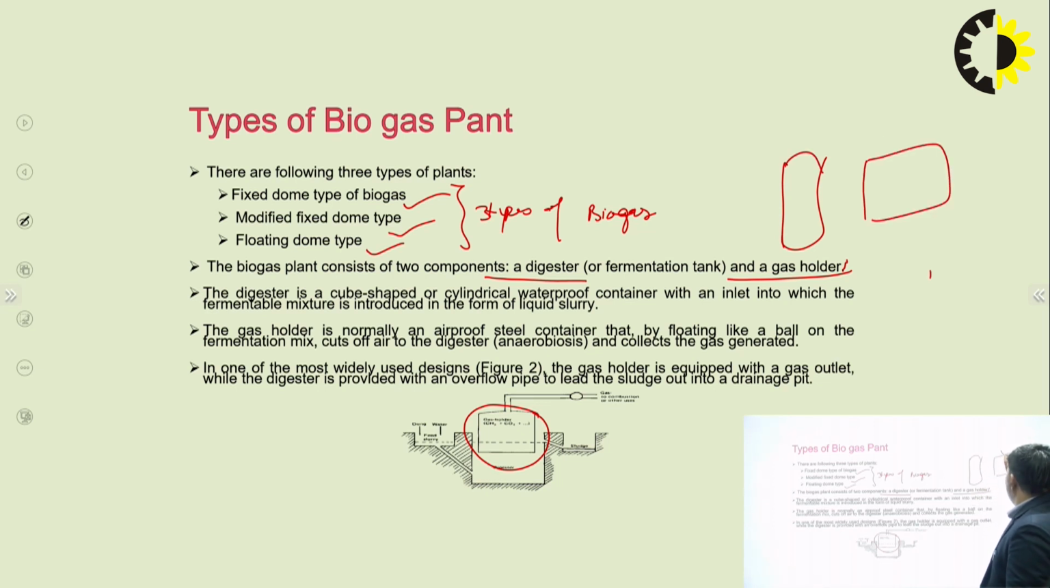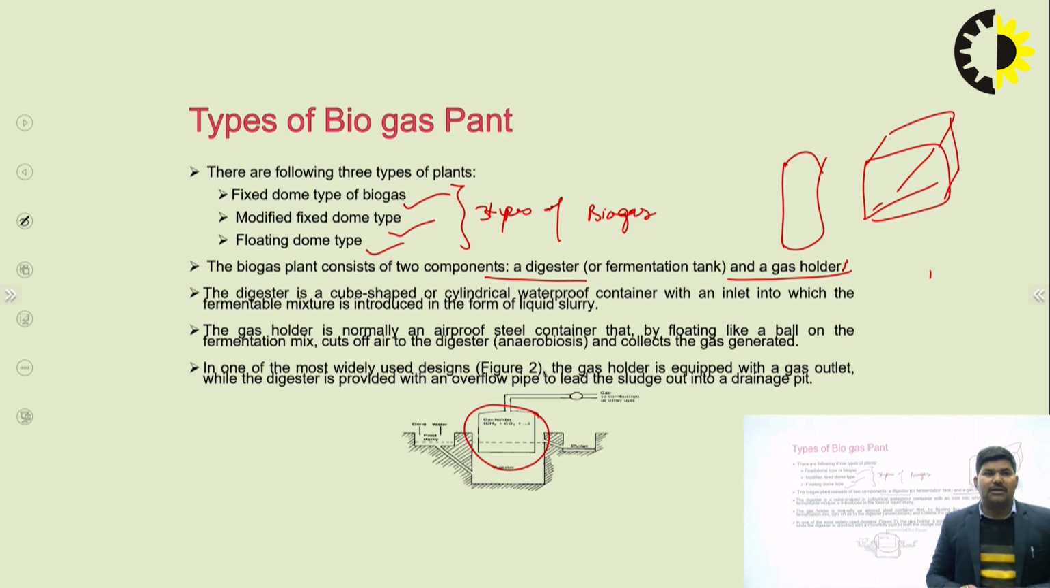There are some cubical types of shapes too. The digesters are waterproof containers with an inlet into which the fermenting mixture is introduced in the form of liquid or slurry. The gas holder is normally an airproof steel container that floats like a ball on the fermentation mix, cutting off the air from the digestion chamber, and collects the gas of the generator.